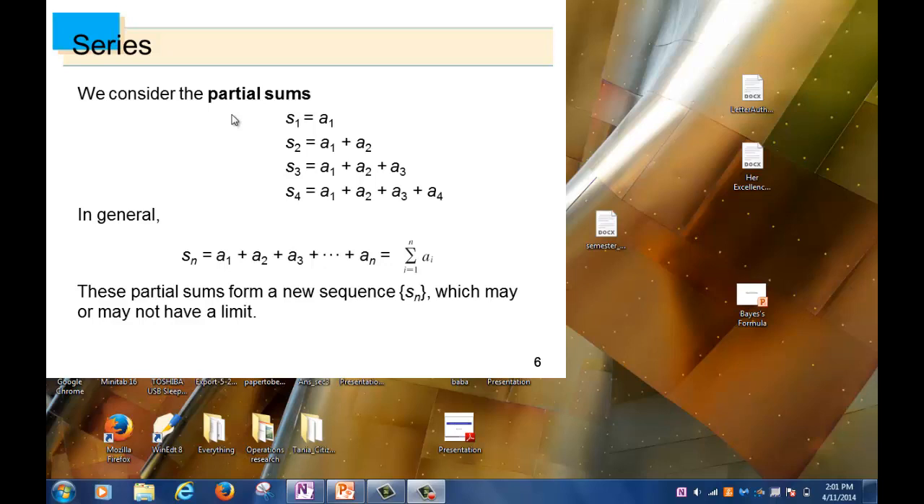So if the sequence of partial sums converges to a number, then the infinite series should have that sum, right? Am I making sense? If the sequence of partial sums converges to a number, then the sum of the series should be the limit of the partial sums. Is that making sense to you? Because partial sums are just adding more and more terms. The next partial sum is always adding one more term. So if the sequence of partial sums has a limit, then that limit should be the sum of the series. Okay?